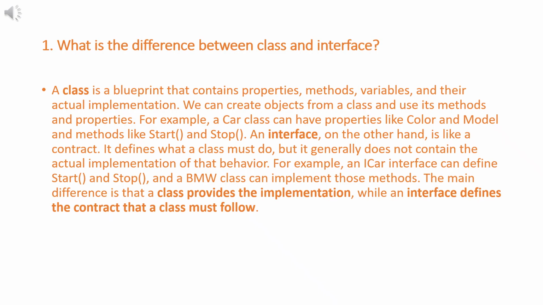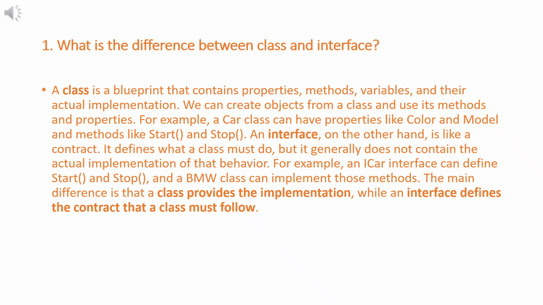1. What is the difference between class and interface? A class is a blueprint that contains properties, methods, variables, and their actual implementation. We can create objects from a class and use its methods and properties. For example, a car class can have properties like color and model and methods like start and stop.